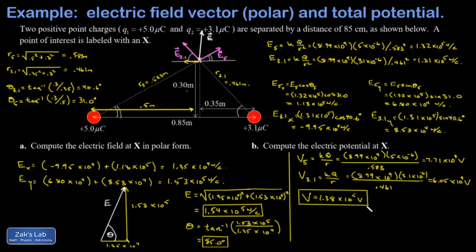So this is a good reminder of how enormous a Coulomb is. If I'm in the neighborhood of these 2 micro-Coulomb magnitude charges, the potential there is hundreds of thousands of volts.